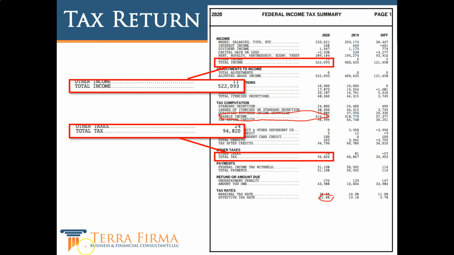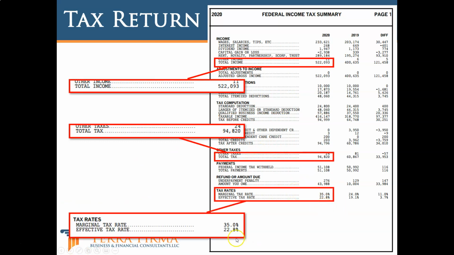And this is the issue that I have when it comes to asking CPAs, hey, what's my tax rate? CPAs, what are they going to do? They're going to talk about your effective. But really, the marginal tax rate, where the client's tax rate is based on their income, is in the 35%. Okay.